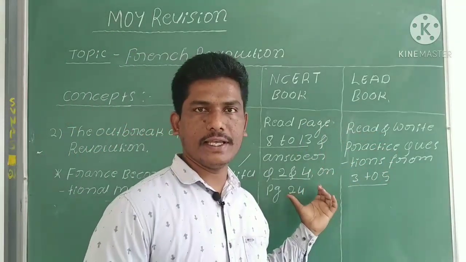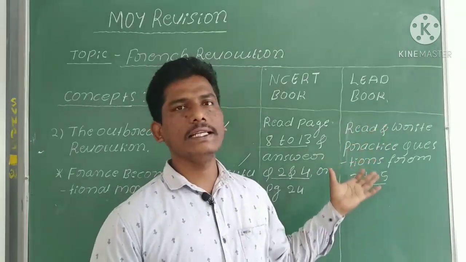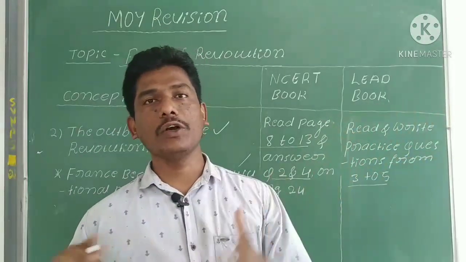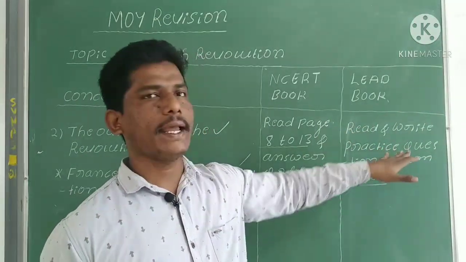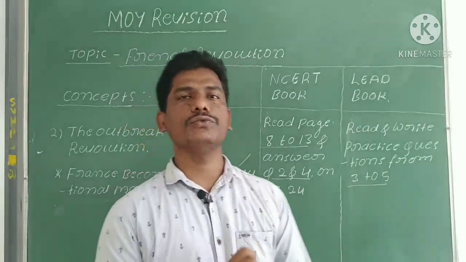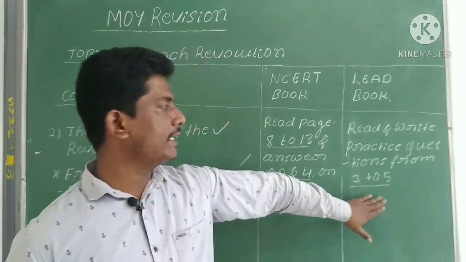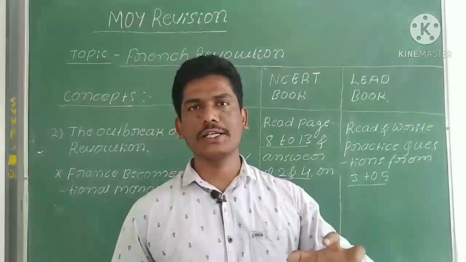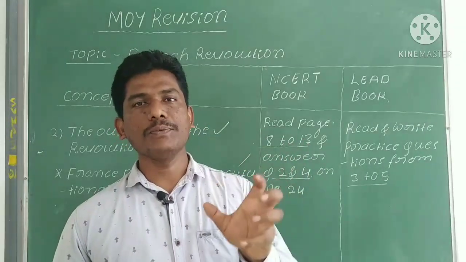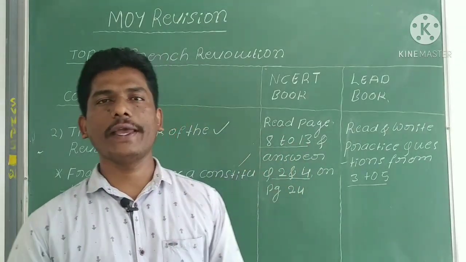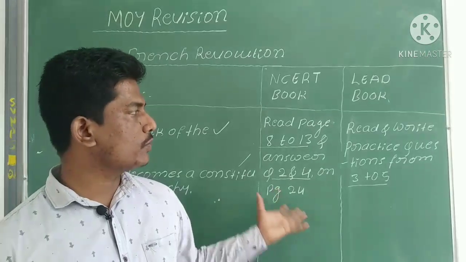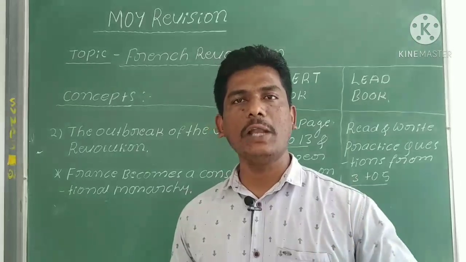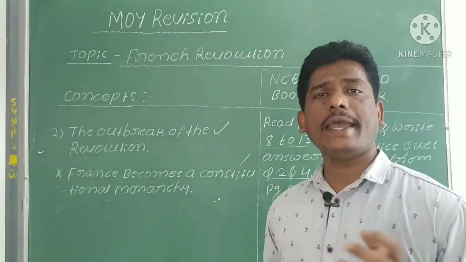After finishing the NCERT book, let us go to the Lead supplementary book. In the Lead supplementary book, please go through the concept and try to attempt the practice questions 3 to 5. These questions 3 to 5 and the NCERT questions 2 to 4 are the ones on which we prepared MCQ questions for your MOI examination. Please go through these Lead questions and NCERT questions, as it will help you attend the MOI examination.